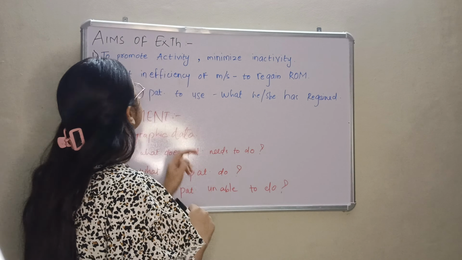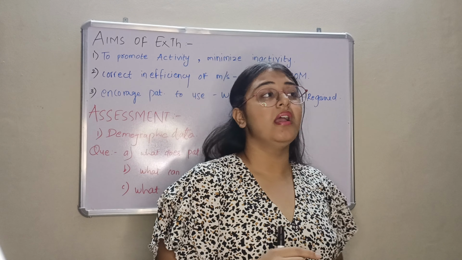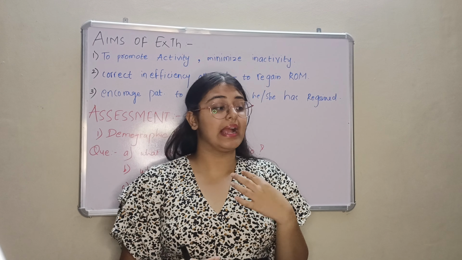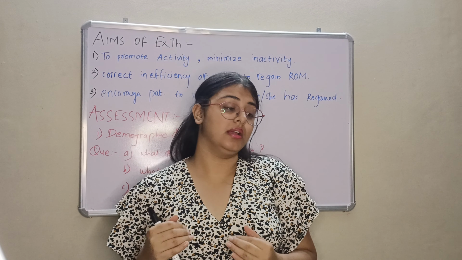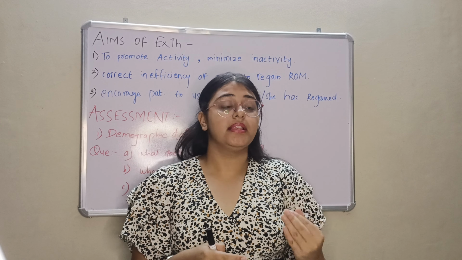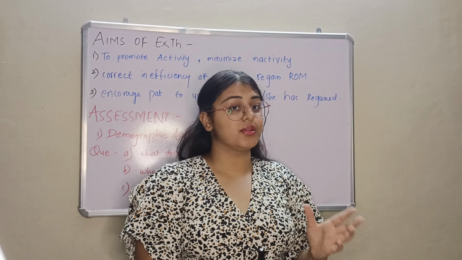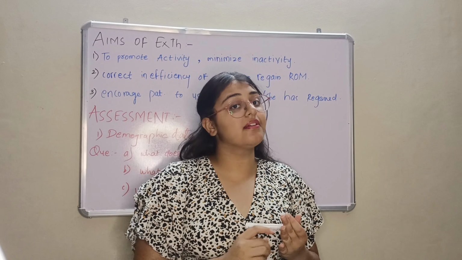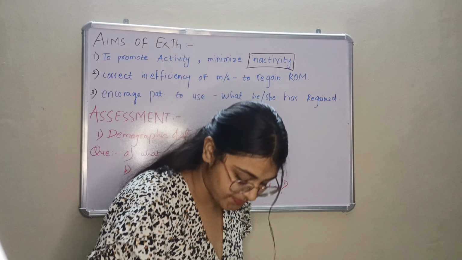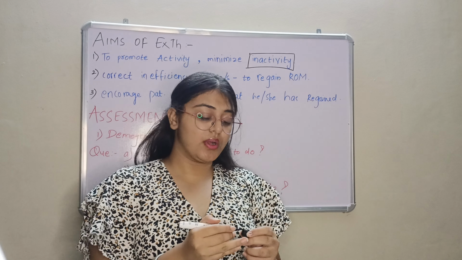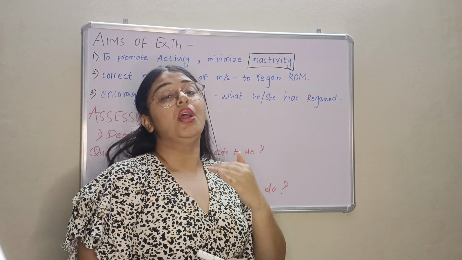The first aim is to promote activity and minimize inactivity. It means whenever and wherever it is possible, I'll tell my patient to do an activity. Even if he is in pain, if it's a bearable pain, I tell him to do an activity and I promote him to perform an activity, and I will try to minimize the effects of inactivity. So our first aim is to promote activity and to minimize the inactivity. What is our second aim?